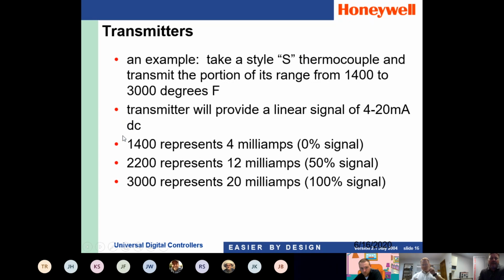I was talking about how a temperature transmitter is linear. So say for example we had a type S thermocouple, and we had the transmitter range from 1400 to 3000 degrees. This is a representation of how that milliamp signal would change along with the temperature. So if we set up the low end at 1400 degrees, that would give us a 4 milliamp signal, and then 2200 degrees, 12 milliamps, and 3000 degrees, 20 milliamps, and then proportional anywhere in between there.